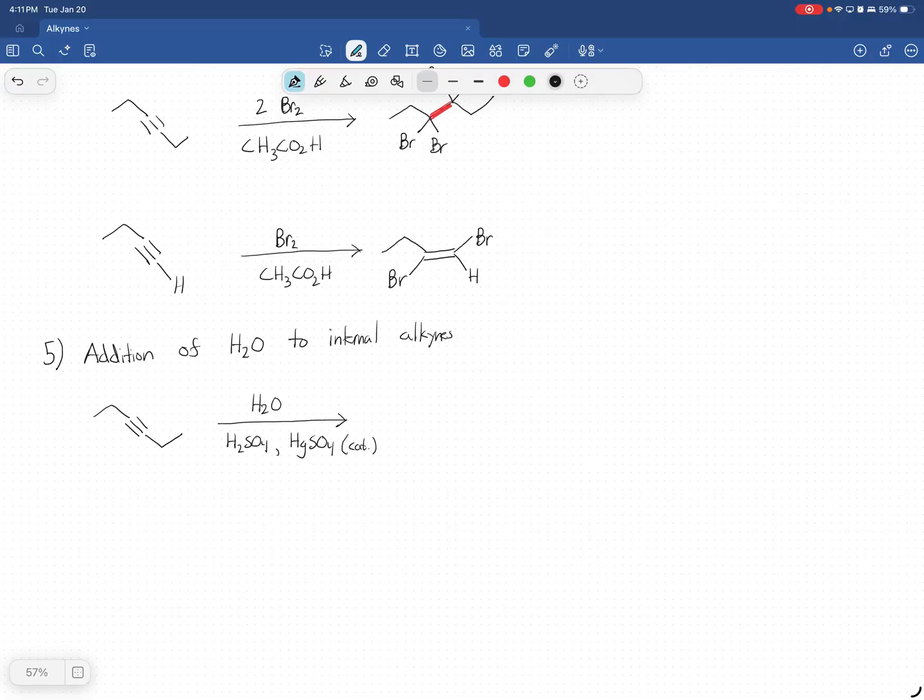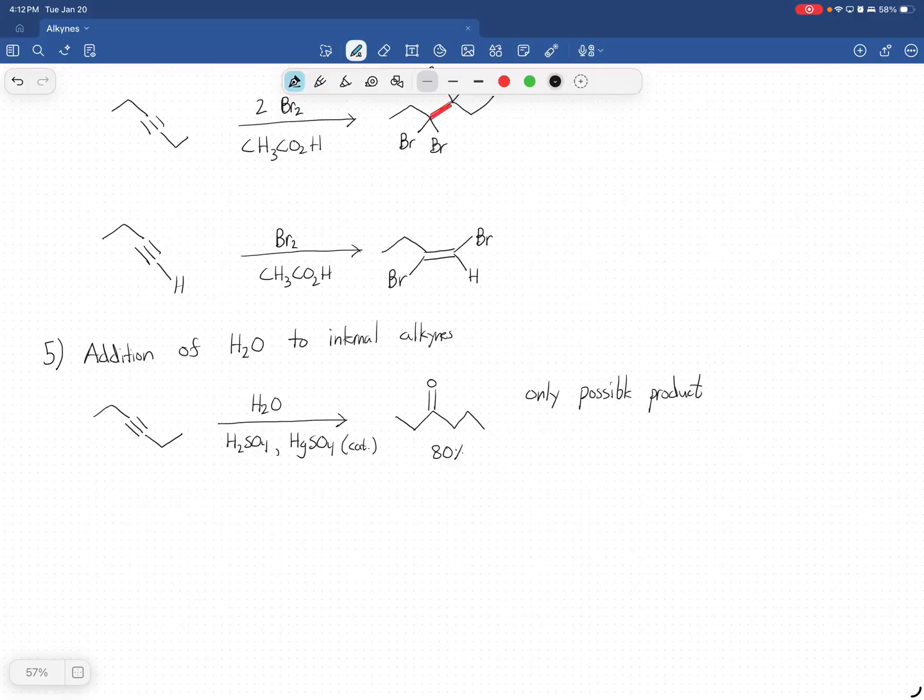What happens here is that you somehow get a carbonyl compound. You somehow go from this alkyne into this ketone. And this is the only product that you observe. So we have to somehow get back to this compound. This is the only possible product. How do we get to this compound?